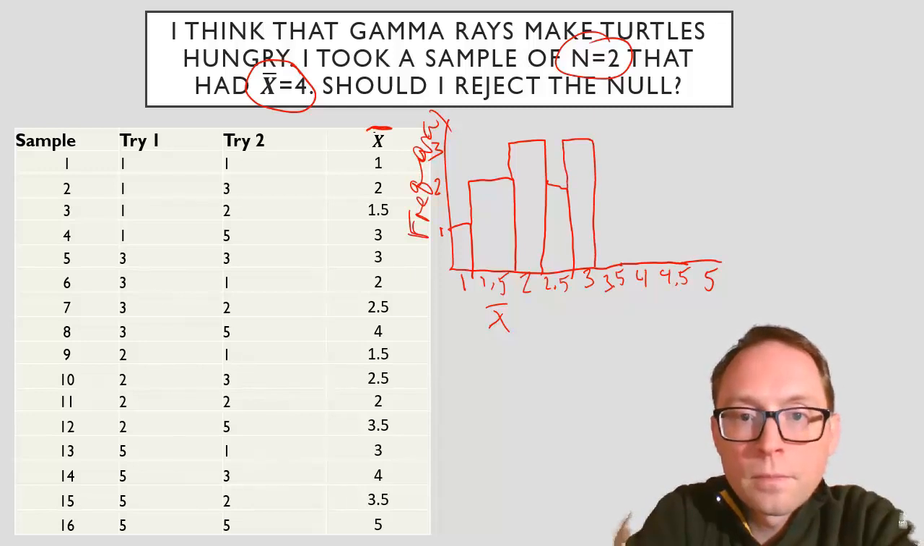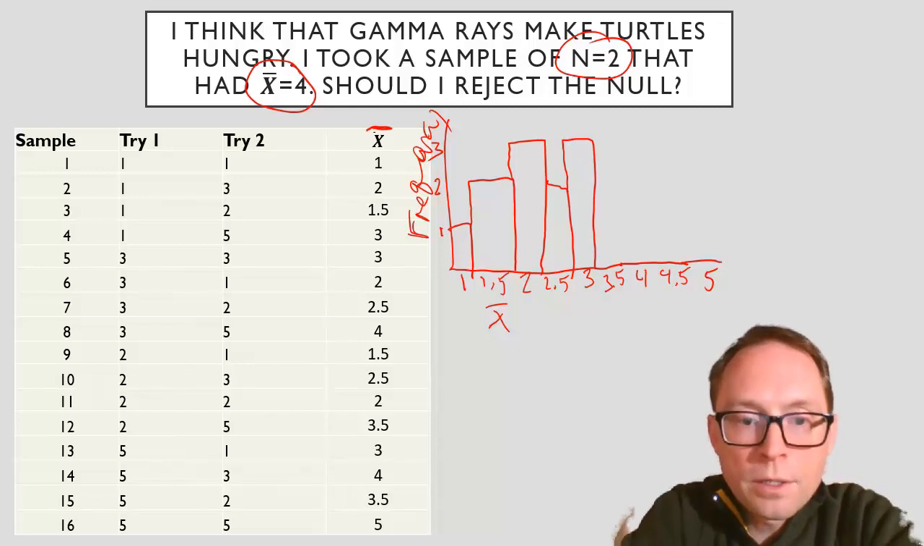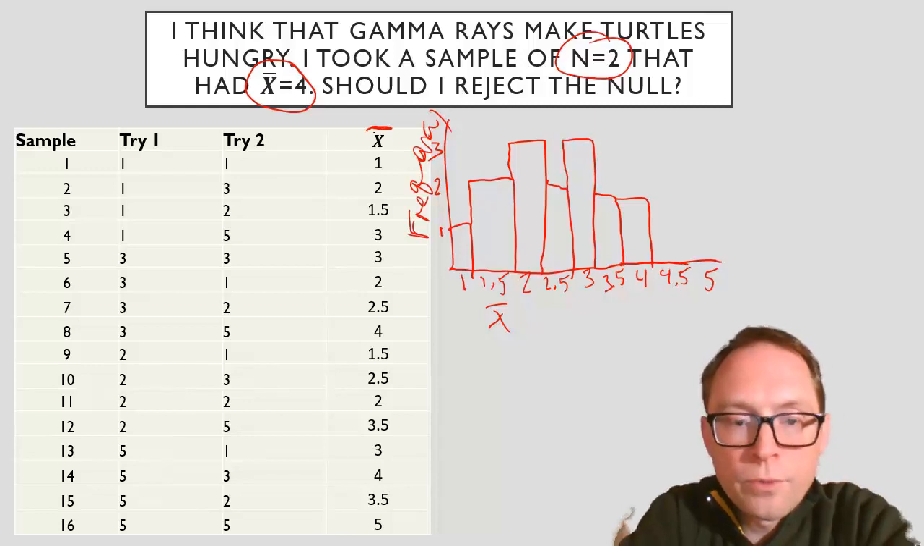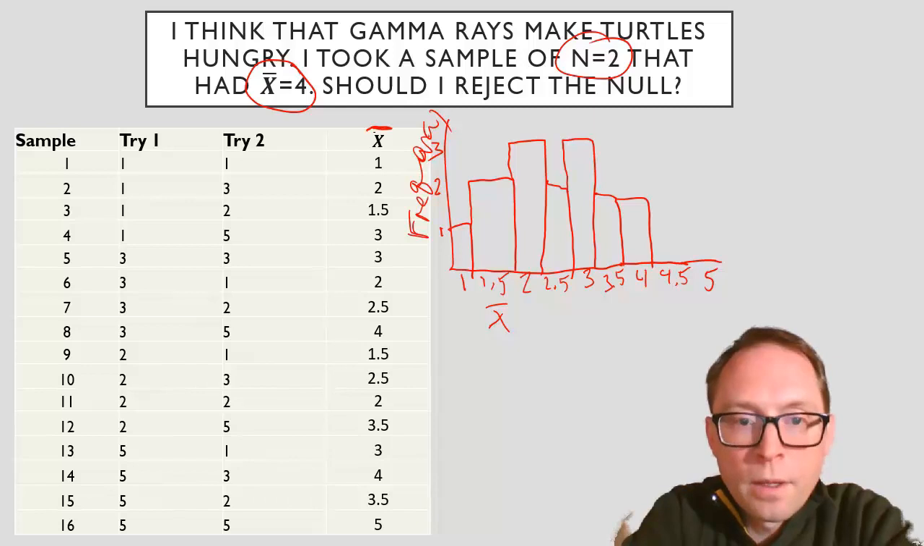What's the frequency of 3.5? It is 1, 2. What's the frequency of 4? It is 1, 2. What's the frequency of 4.5? It is 0, correct? We don't have any 4.5s.